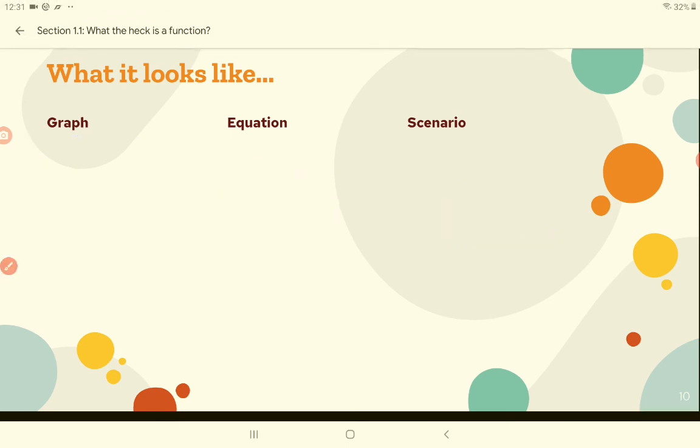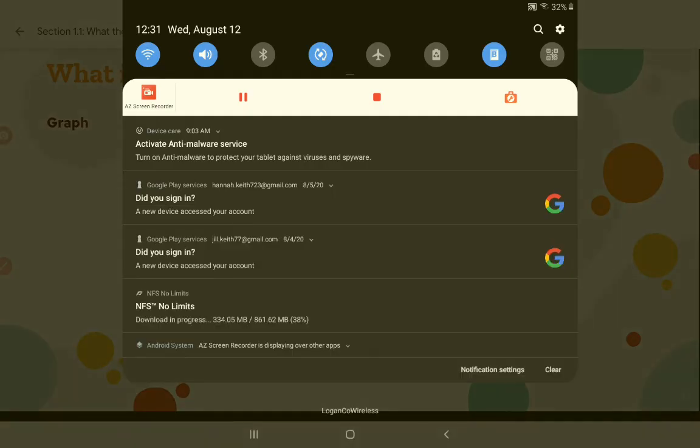All right, there are some other functions, but those are the ones that we are going to cover in this first unit. So happy first day of Algebra 2.